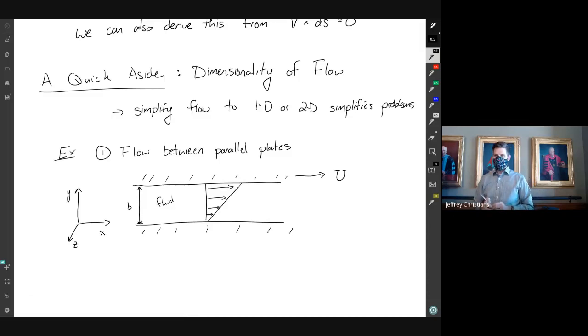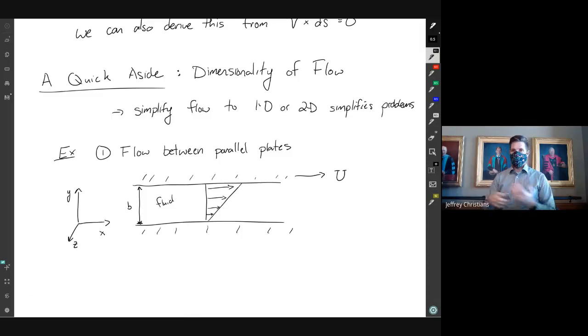Obviously, our fluid is 3-dimensional, right? It's left and right, top and bottom, in and out of the board. This is like a thin gap that comes in and out of the TV quite a ways, or in and out of your page. The question is, in which direction does the flow or does the velocity change?